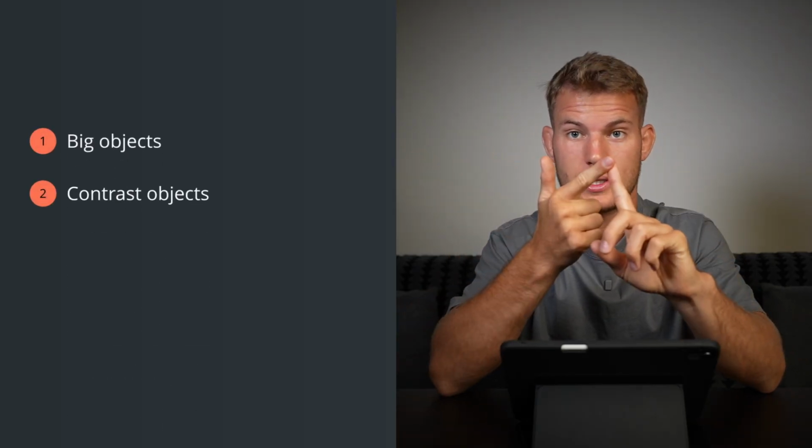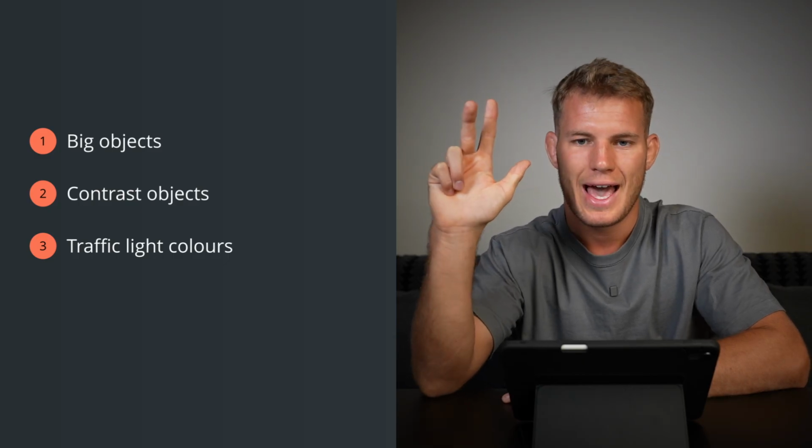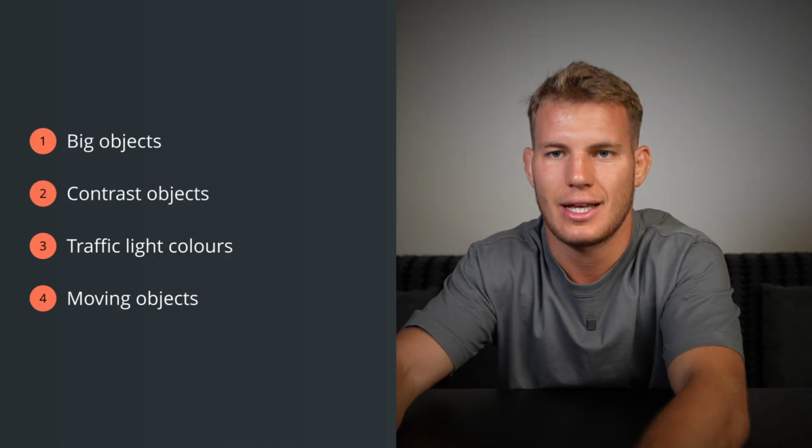Humans have a tendency to focus on certain things. Big objects, contrast objects, traffic light colours, which is red, amber and green, and moving objects. If you've got any of them within your PowerPoint slides, you are going to get the focus of the audience a lot more. That's why perspective on slides is something that you need to take into consideration when you are putting elements onto your slides.